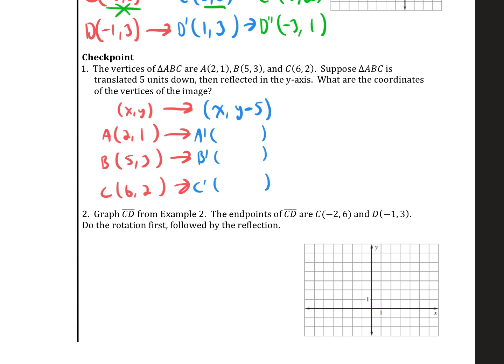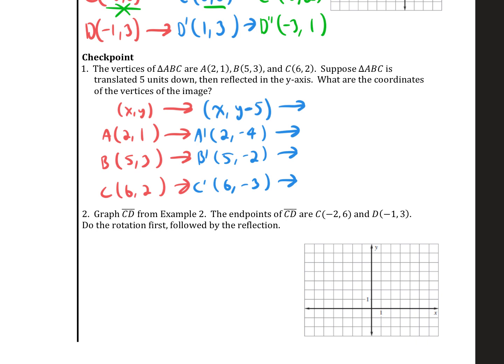Okay, so if we go down 5, we take away 5 from the y value. We're going to get 2, 1 minus 5 is negative 4. We have 5, negative 2. And we have 6, negative 3.